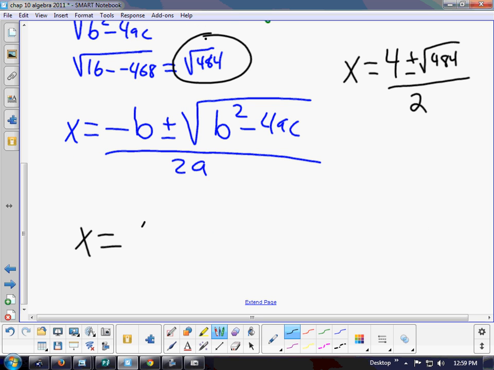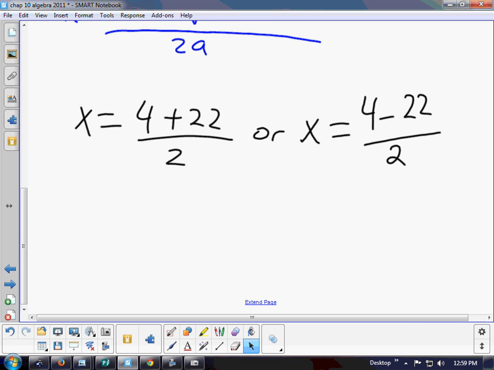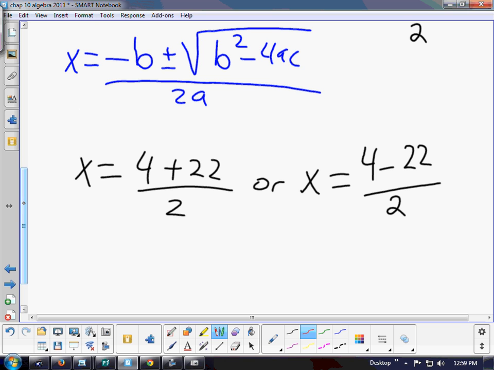X equals 4 plus, what's the square root of 484? 22 over 2. Or x equals 4 minus 22 over 2. This is where she was saying, do you do the top first? Yes. We're going to do the top first. And then divide by 2. So x equals 26 divided by 2.